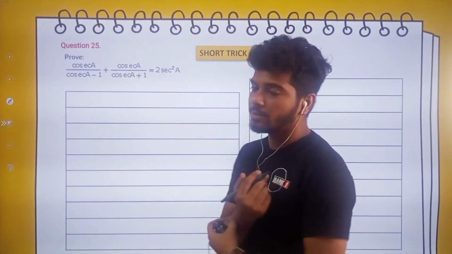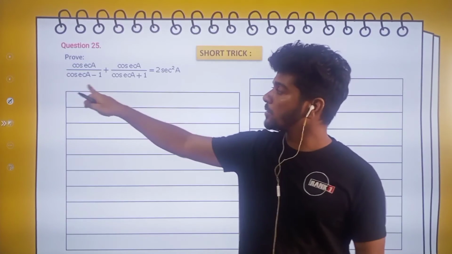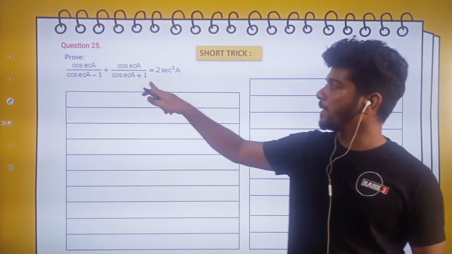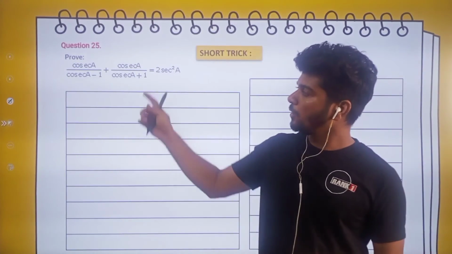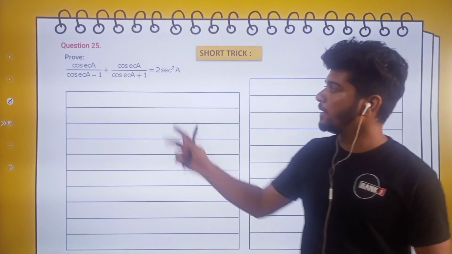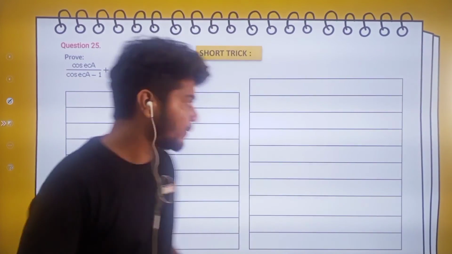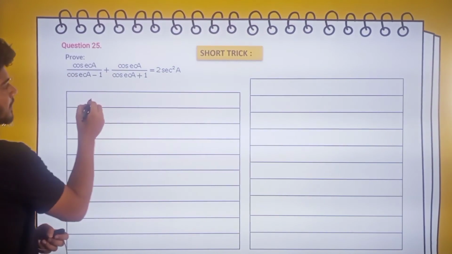Let's go to 25th sum. 25th sum में क्या दिया हुआ है? Look, read. Cosec A upon cosec A minus 1, plus cosec A upon cosec A plus 1. Okay, first of all this is similar to the previous sum, somewhat similar. Okay, in this what you need to do is take cosec common. If you take cosec common, see how the sum changes.